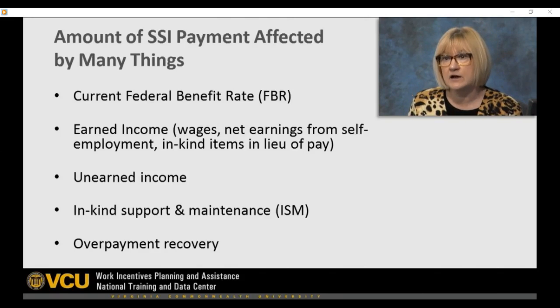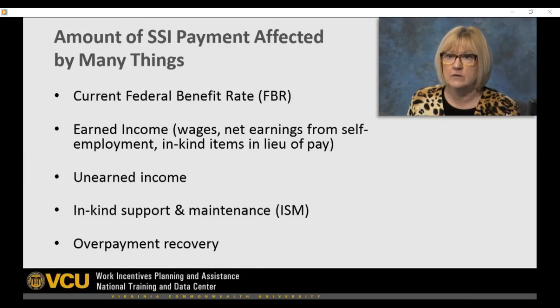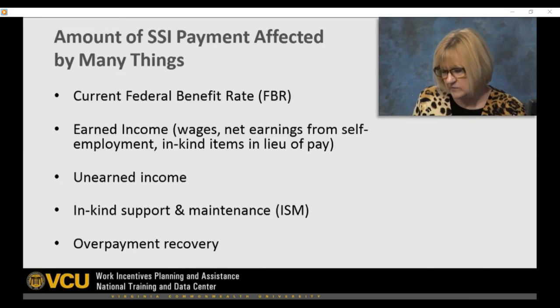All right, so it can get kind of complicated. Sometimes it's hard to know why this individual's check is the amount that it is, and that's one of the things that WIPA personnel, a CWIC, can help you with: verifying what someone's getting, why they're getting it, and what the reductions are, why the check is being reduced.